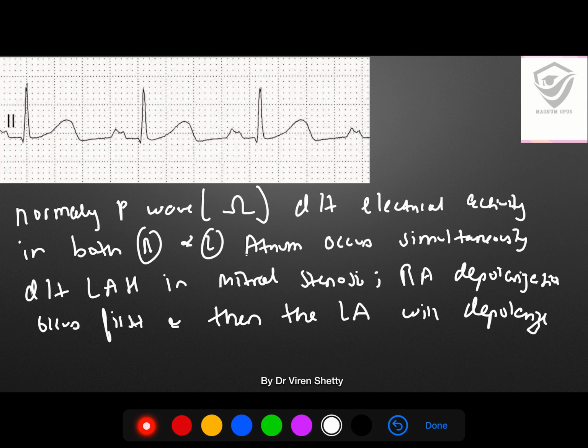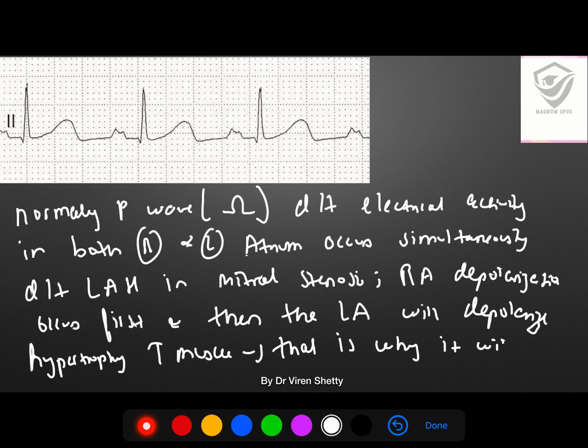And why does the left atrium depolarize late? Because there is a hypertrophy. Hypertrophy means increased muscle mass. There is more muscle present in the left atrium because of hypertrophy. That is why it will take more time. So because the left atrium is lagging behind and taking more time, we get the formation of an M-shaped P wave in mitral stenosis called P mitral.